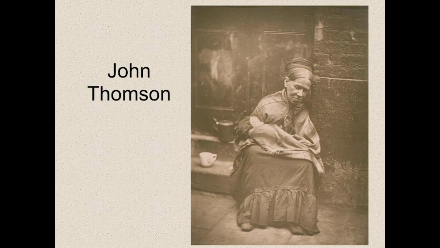John Thompson did a whole survey of street life in London, and this was an album he made, 36 original photographs in the 1870s. And when we look at this one photograph, we see sort of a grandma type, and she's holding an infant on her lap, and she looks exhausted, like maybe she hasn't eaten in a long time.